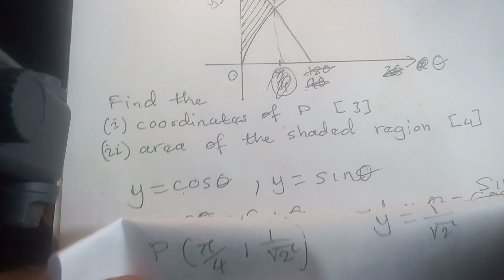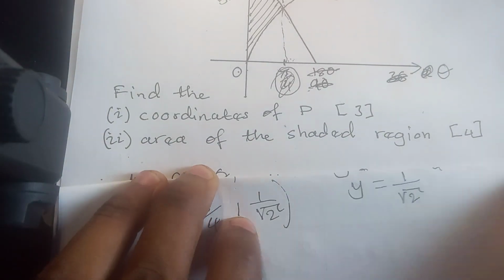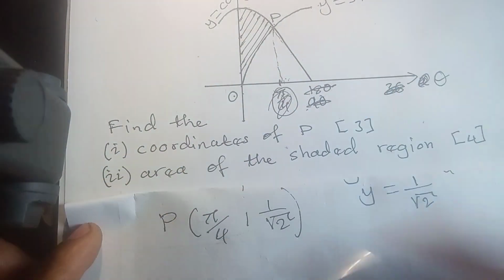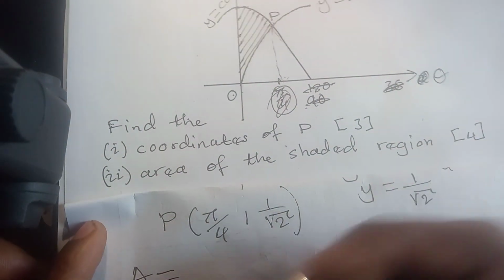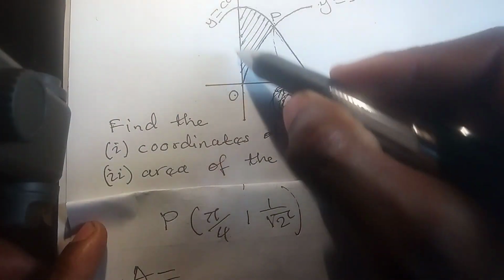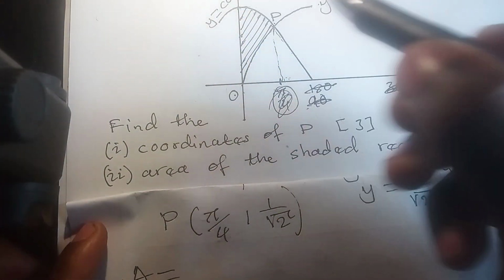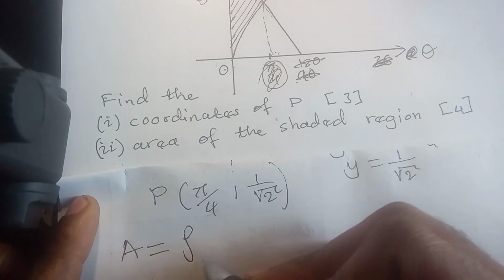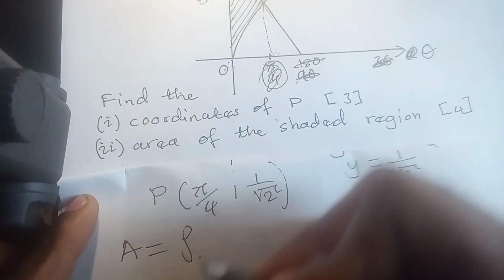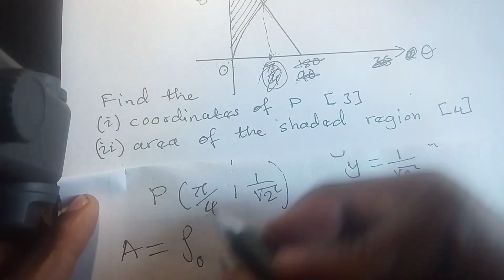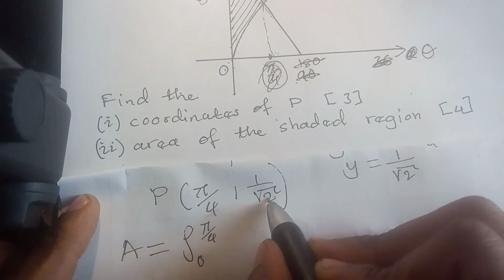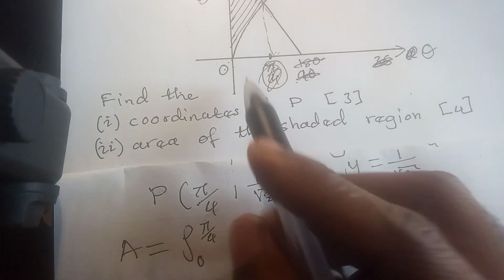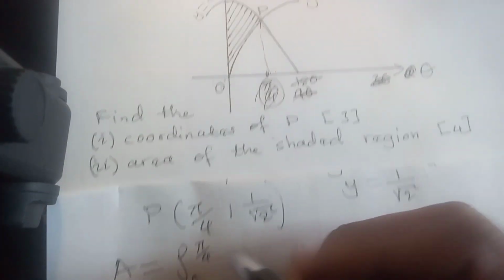So now find the area of the shaded region. To find the area of the shaded region, you can just say area is equal to, you find area 1, which is the area of the integral of cos theta. So you're integrating from 0 to this point here, which is pi over 4. You don't need the y coordinates, you just need the x coordinates. So you're integrating from here to there.